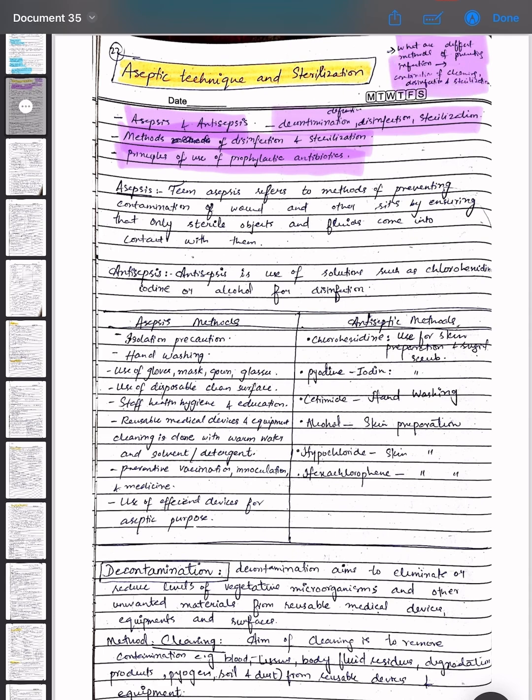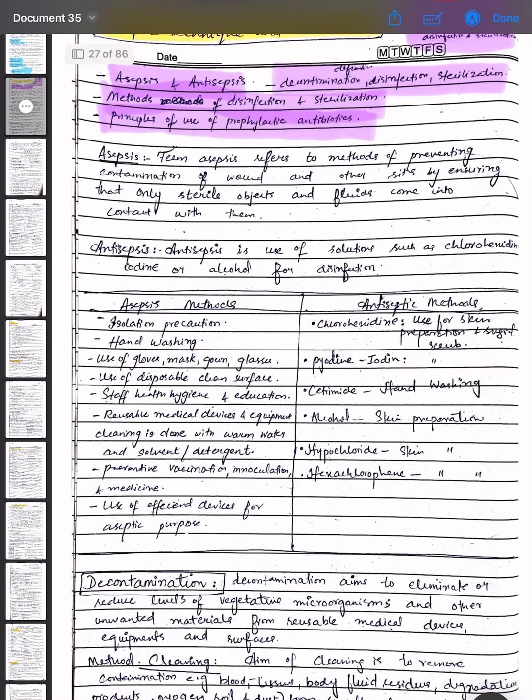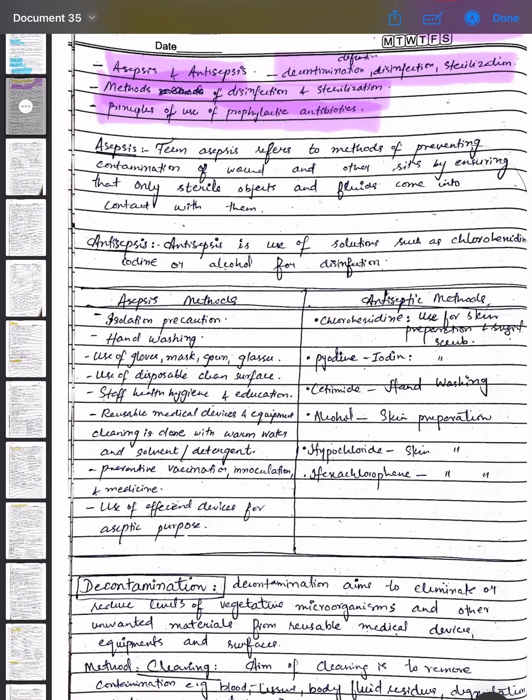Okay, let's define asepsis. What is asepsis? The term asepsis refers to methods of preventing contamination of wounds and other sites by ensuring that only sterile objects and fluids come into contact with them. This is asepsis. Now, what is antisepsis? Antisepsis is the use of solutions such as chlorhexidine, iodine, or alcohol for disinfection.